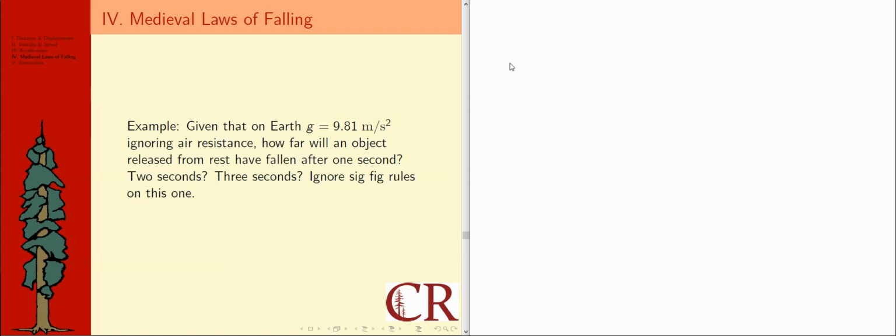Given that on Earth, g is equal to 9.81 meters per second squared, ignoring air resistance, how far will an object released from rest have fallen after 1 second, 2 seconds, 3 seconds? And it's telling us to ignore significant figure rules on this one, so I think we'll be happy to do that, hopefully. The formula we're looking at here is the free fall formula, the one that Galileo discovered, and that we've been looking at a little bit already.